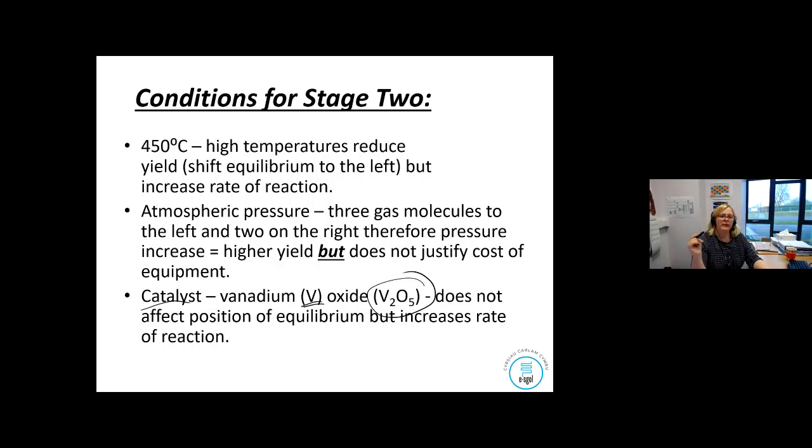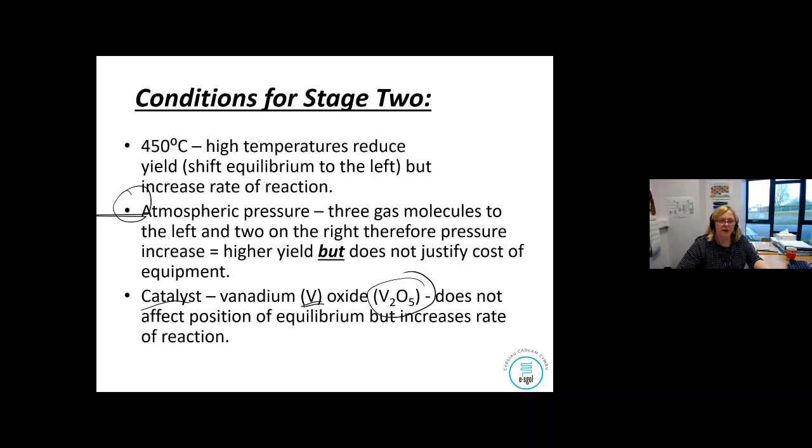Now, be clear why the temperature and the pressure are as they are. Admittedly, initially you'd think possibly that atmospheric pressure would be unideal, but it's simply because pressurizing it is costly and it doesn't pay back. Industry, time is money, and if you can save money, then that's what industry does.